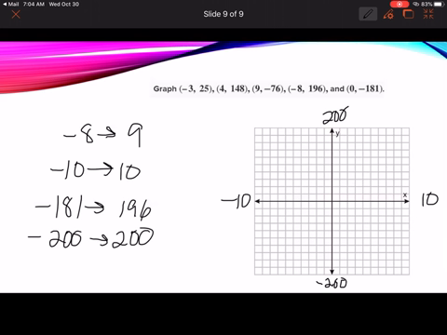So the first one's negative 325, so it's going to be like right about there. And 4, 148, so 20, 40, 60, 80, somewhere in there. 9, negative 76, negative 8, 196, and 0 and negative 181.